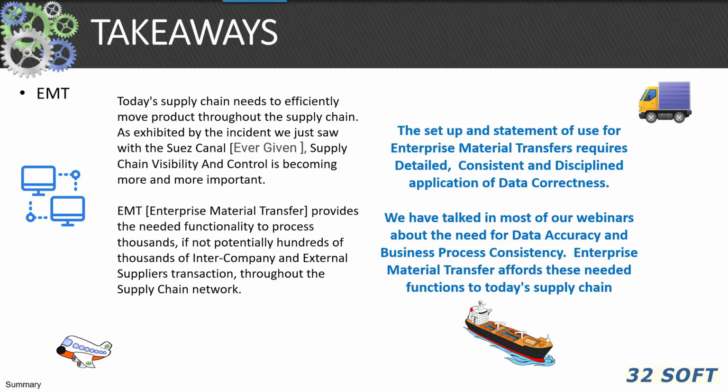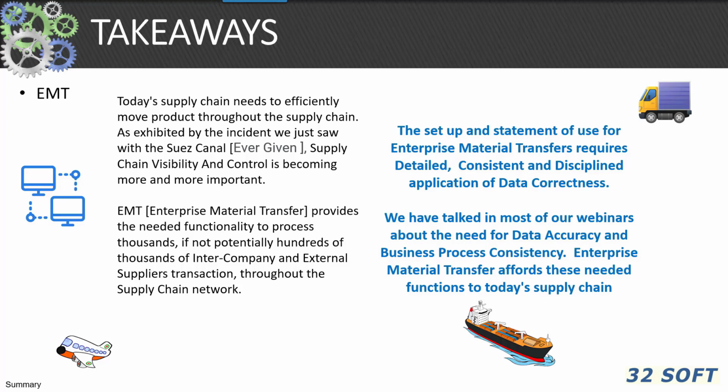Many trillions. As we all remember, what happened when something goes amiss with this network, hark back to the incident with the Suez Canal and the Ever Given. This is an excellent example of the need for supply chain visibility and control. EMT, material transfer, provides that needed functionality in your QAD ERP system to process thousands, if not potentially hundreds of thousands of intercompany and external supplier transactions through your supply chain network.